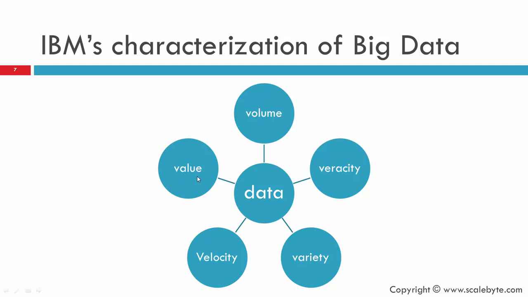If you consider the stock market, we can take the data that was generated for the previous product, and analyze how its growth was, then we can make a decision for the new product. So the data whatever was generated for the previous product is valuable data. So value is one more thing added to the characterization of big data. So IBM's characterization of big data is five V's.